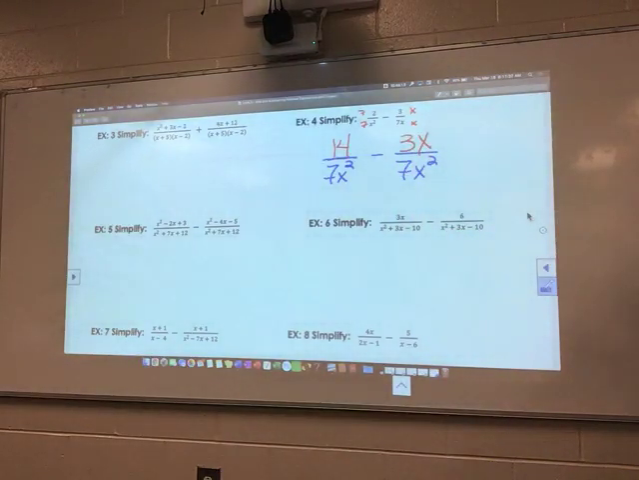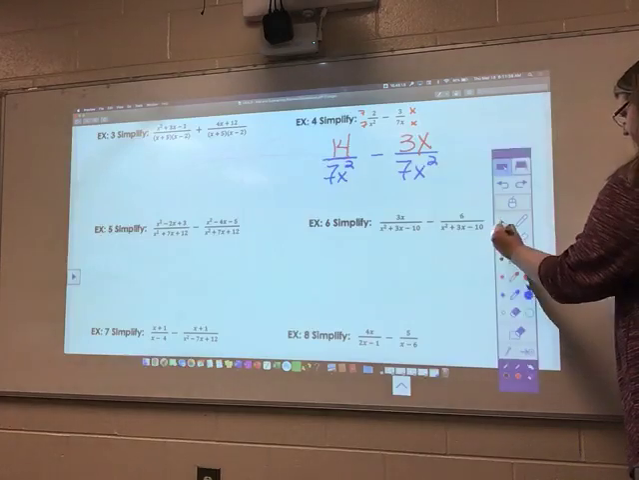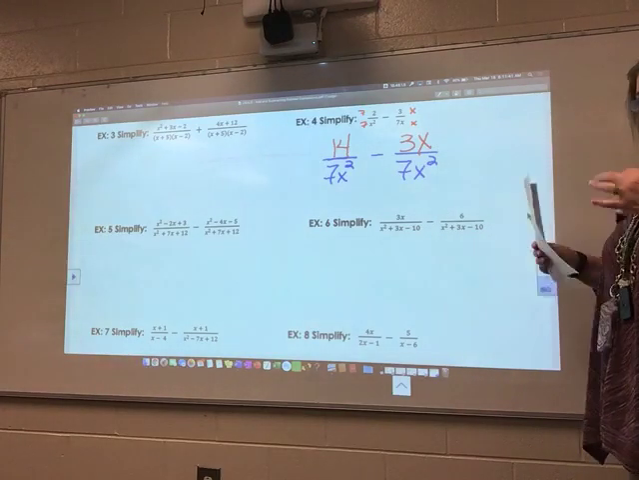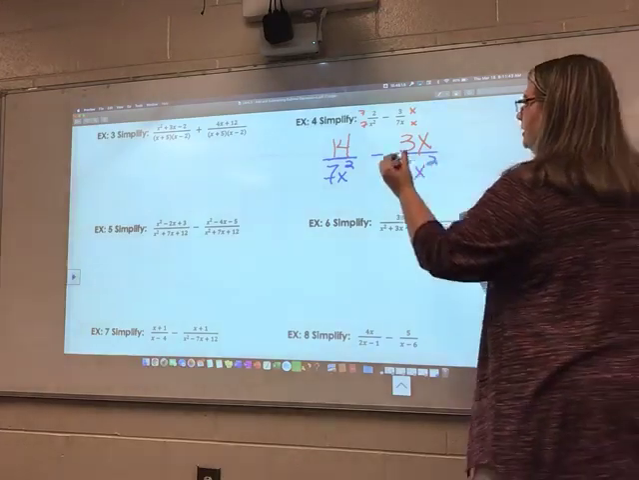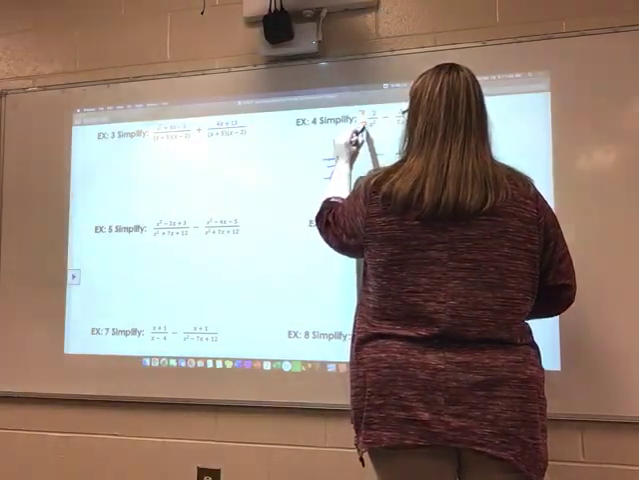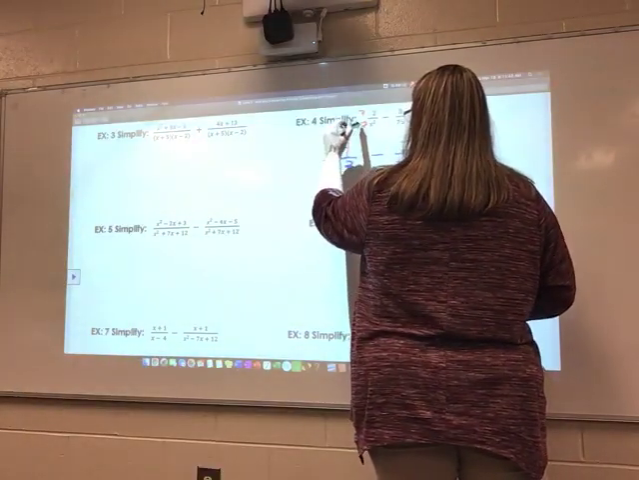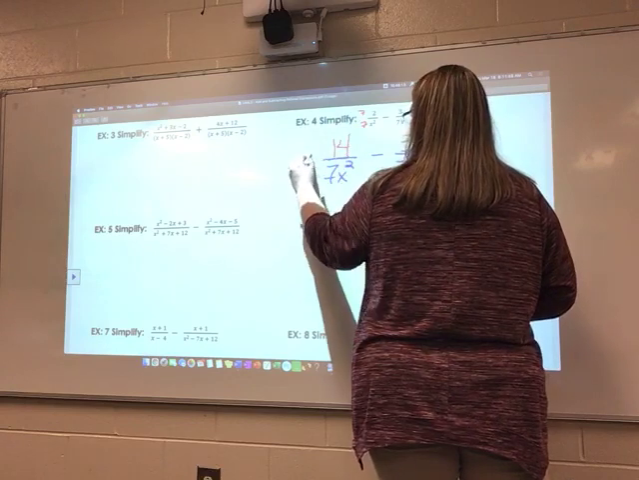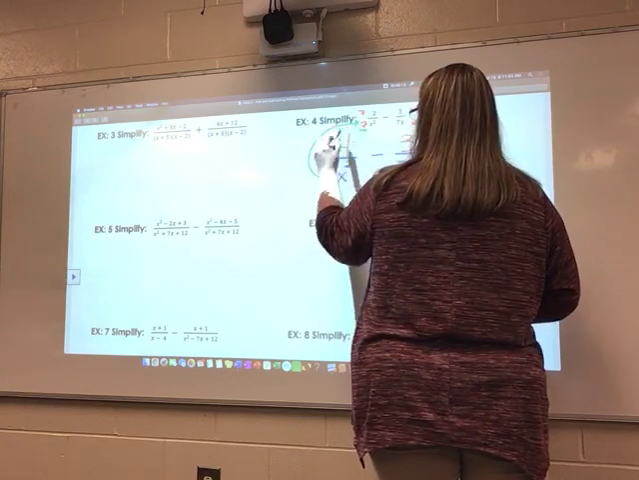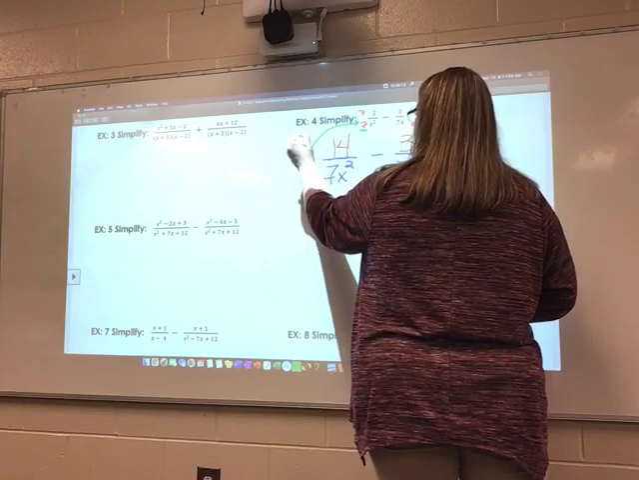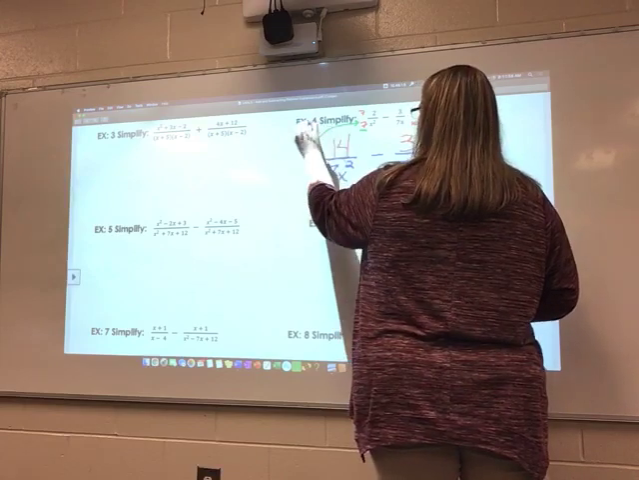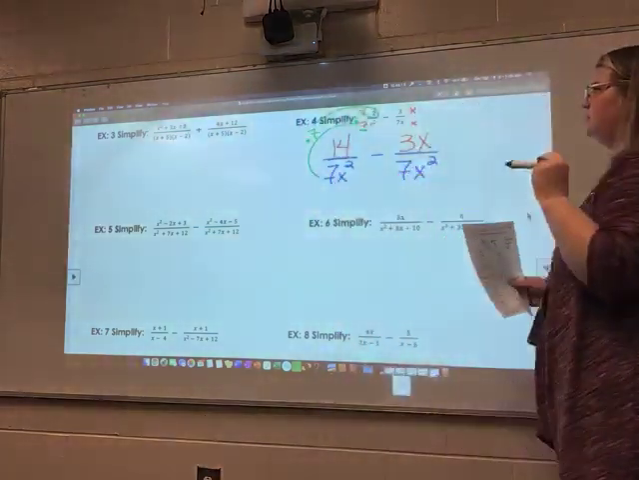So you're always looking. Let me change colors here so you can see it. This is going to be a common practice. Whatever is missing here, like this one's missing that 7 x squared, that's what you multiply by for that new piece right there.